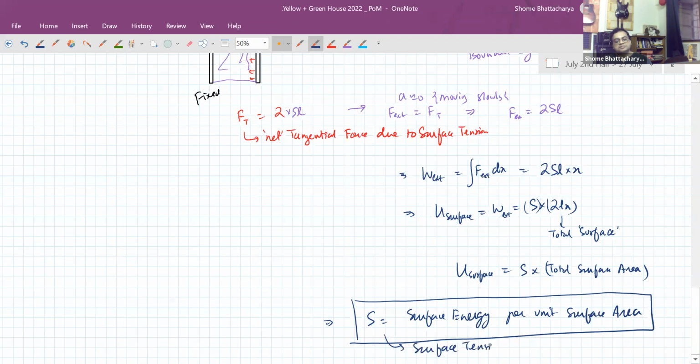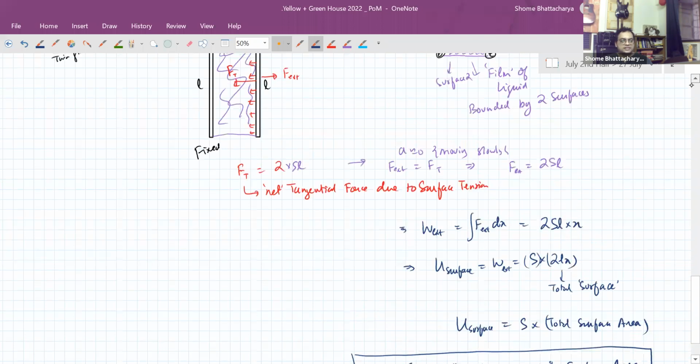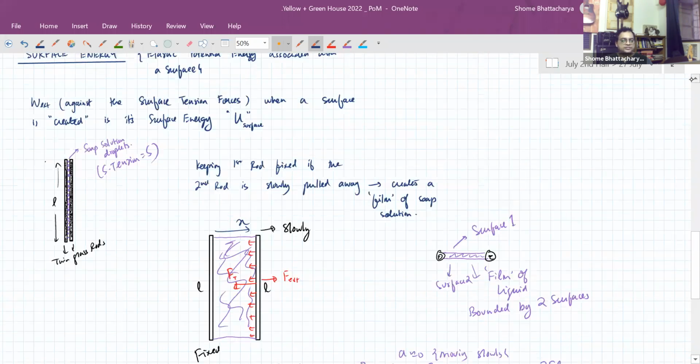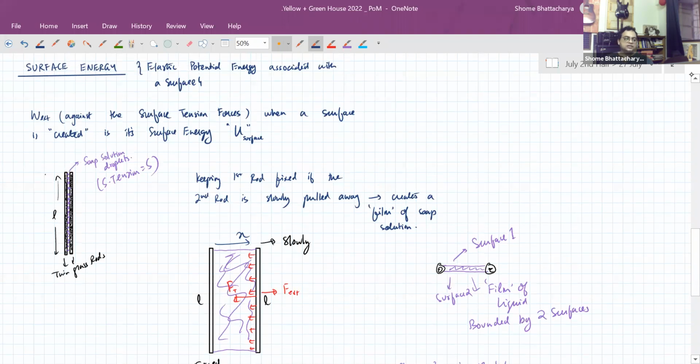So surface tension can be defined and measured on the basis of two related physical phenomena. One is that there is tangential force per unit length acting at the surface, and the other is that any surface will store some amount of elastic potential energy, or what we call surface energy. So that surface energy per unit area is the same thing as the tangential force per unit length. So just make a note of this, people.